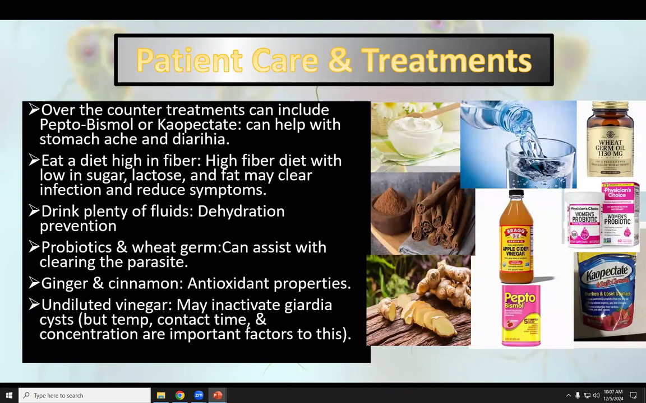Patient care and treatment. This is more of a holistic or over-the-counter approach. Pepto-Bismol helps with the stomach cramping and the gas. And then also natural things like yogurt, probiotics, and then cinnamon and ginger are supposed to help. And then also what I was saying earlier, apple cider vinegar, that helps calm it down.